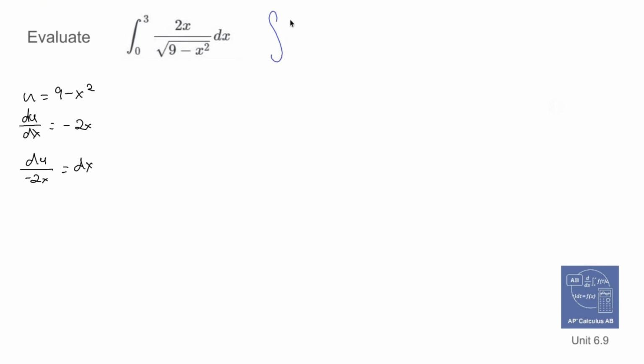Now keep in mind, my limits of integration are still 0 and 3, but those happen to be with the x values, not with these brand new u values. Okay, so I'm going to write out 2x over the square root of u, and then dx becomes du over negative 2x. Oh, happy day, the 2x crosses out. I can bring out this whole negative.